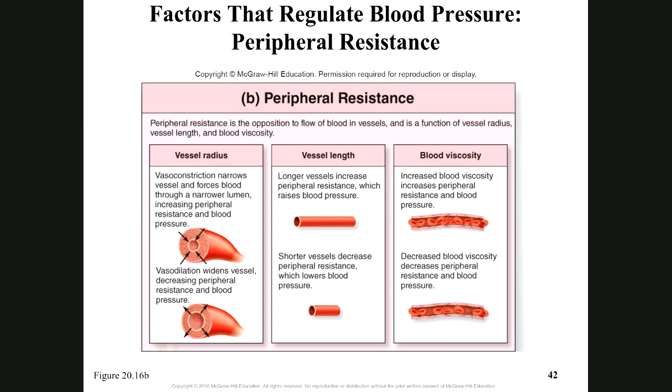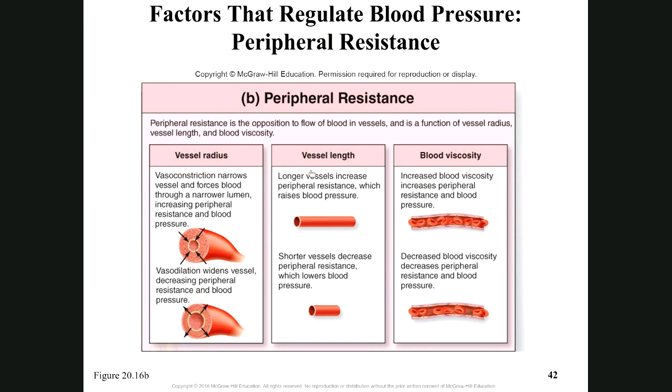And also the resistance. I told you that the resistance, the peripheral resistance, is the opposition to our blood flow. And the blood vessel radius, the vessel length, and the blood viscosity can change our resistance. In this picture, you see that when the radius of our blood vessel decreases by vasoconstriction, the resistance increases and the blood pressure increases. And when we have vasodilation, the resistance decreases and the blood pressure decreases too.